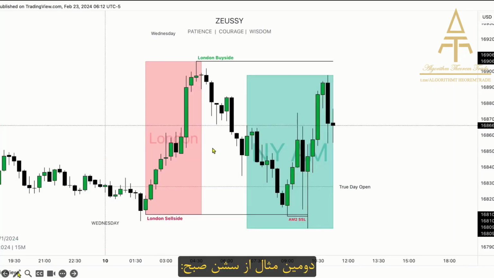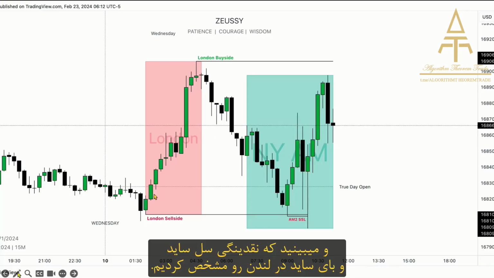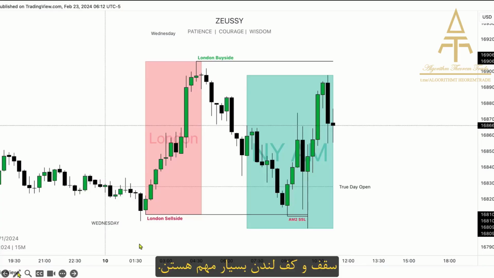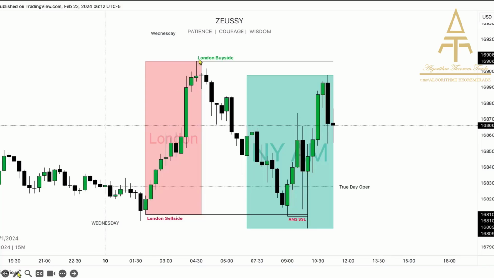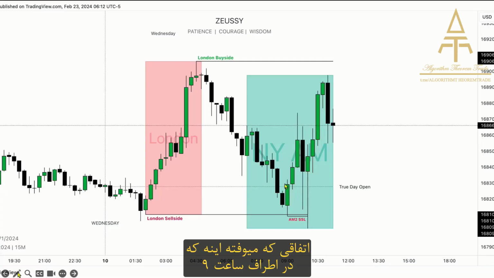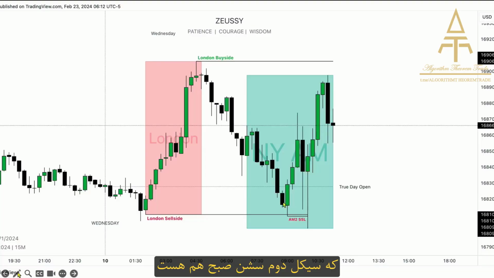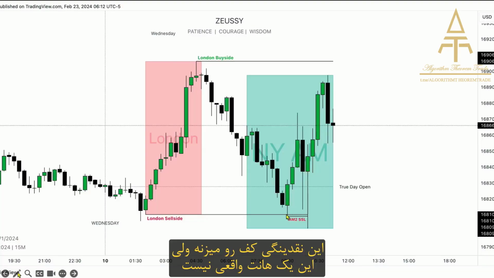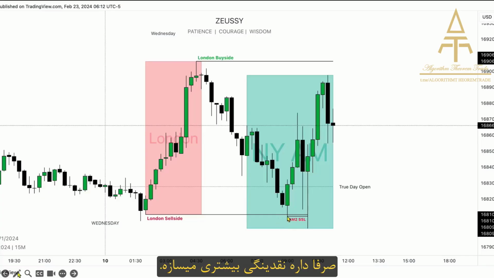Here we are at the second example of the morning session, and as you can see, I have annotated both the London sell side and the London buy side liquidity. London low and London high are important during the morning session. What occurs is that around 9 o'clock during the second AM cycle, the market taps below the London sell side, but notice that this is not a real purge. It's just forming or engineering more liquidity, more sell-side liquidity.